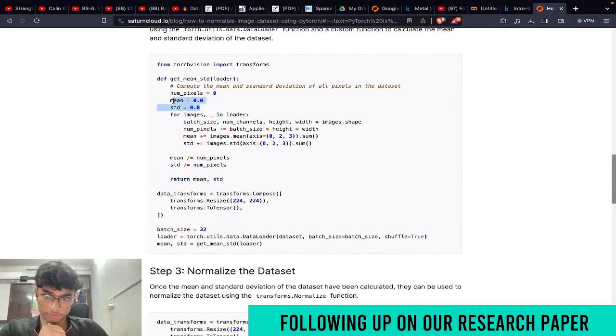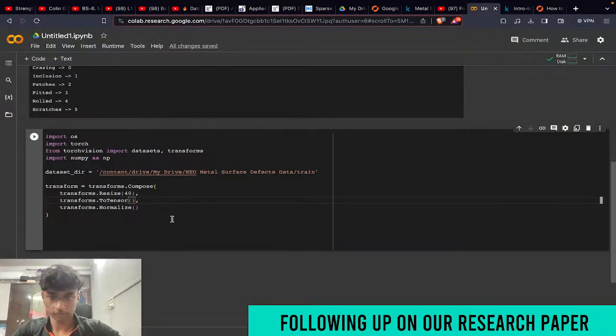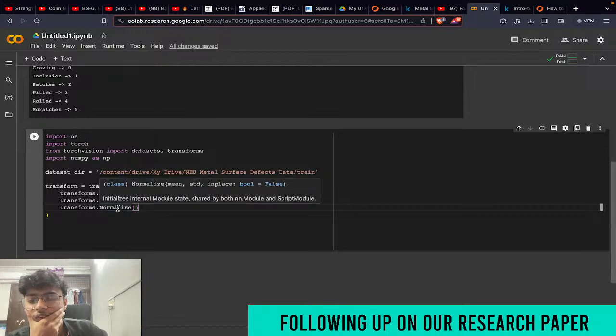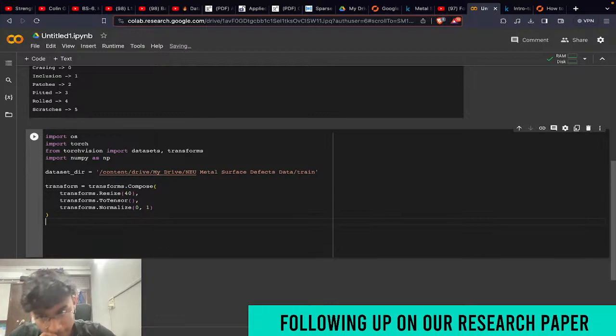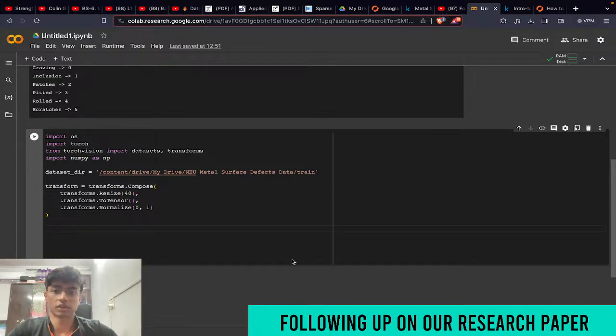Why would we keep both of these at 0 and 1? Does it necessarily need them or can it take them by default? Not sure. Okay, mean is 0, standard deviation is 1. Basic. So let's call in the dataset. Dataset is equal to datasets.ImageFolder.